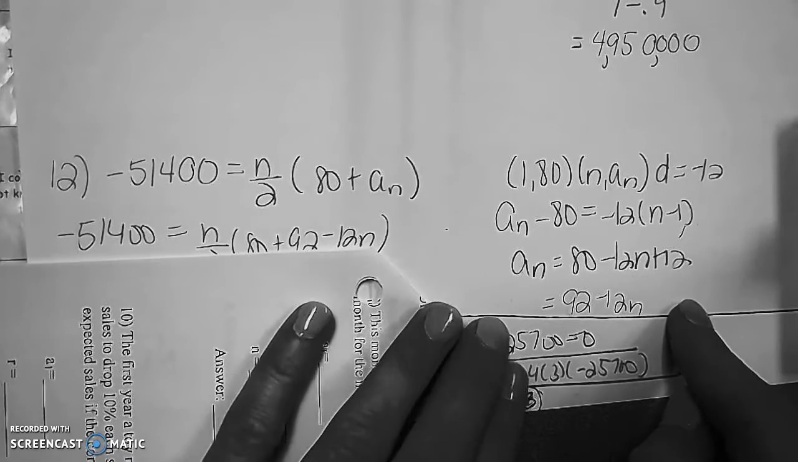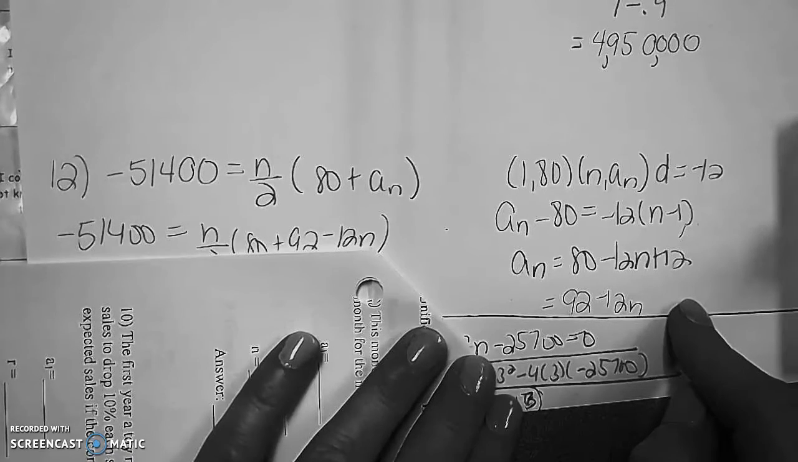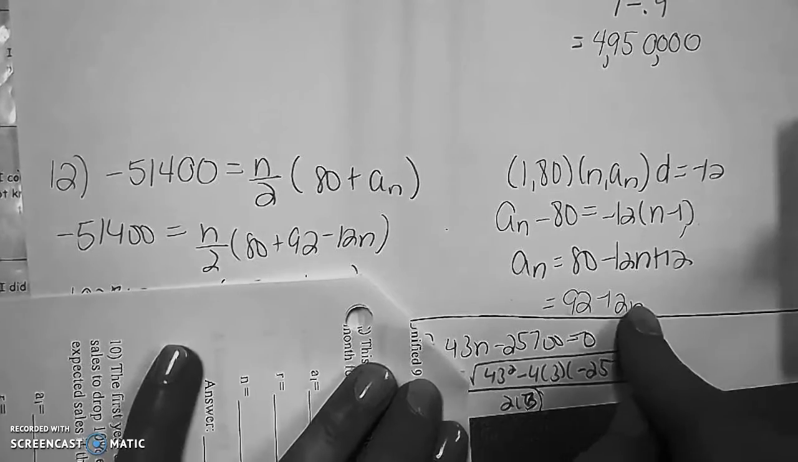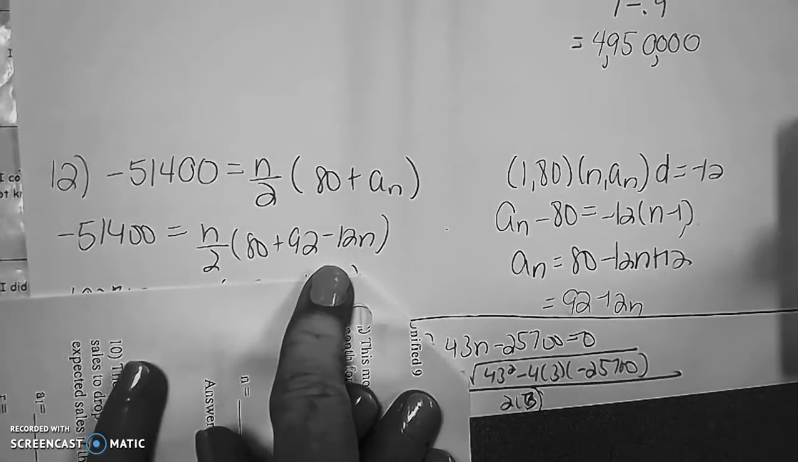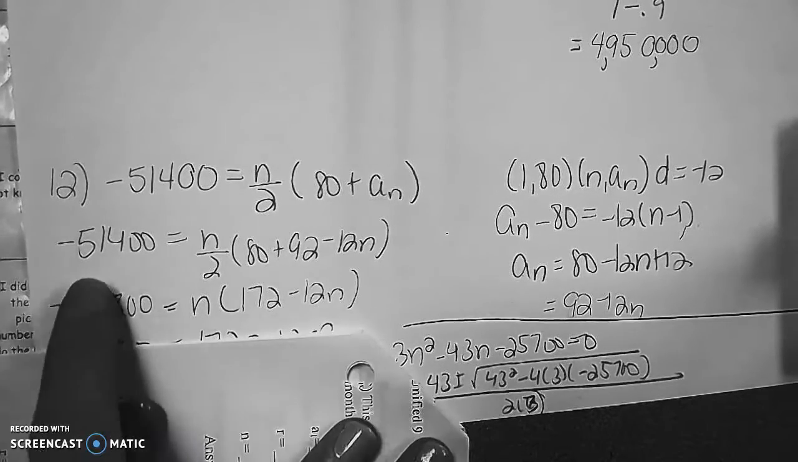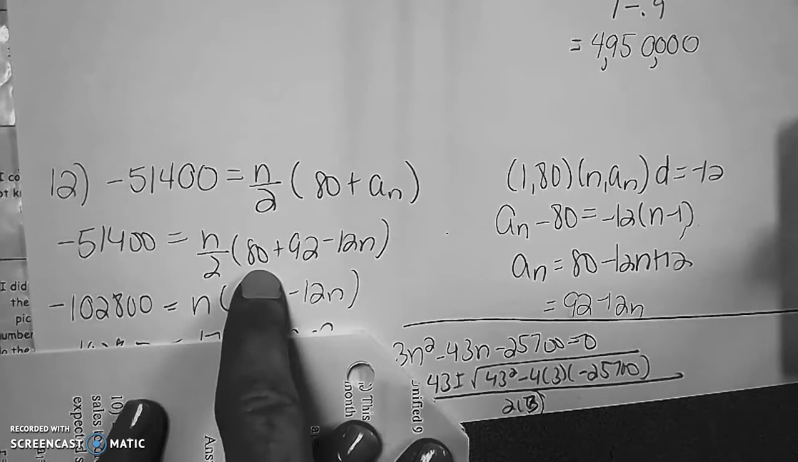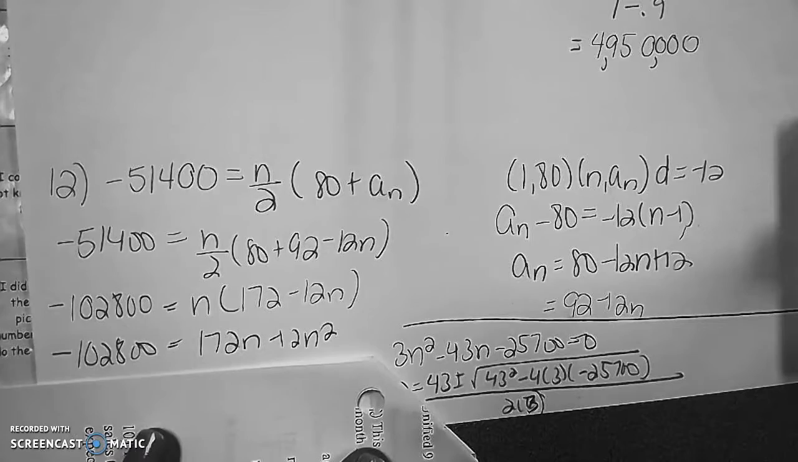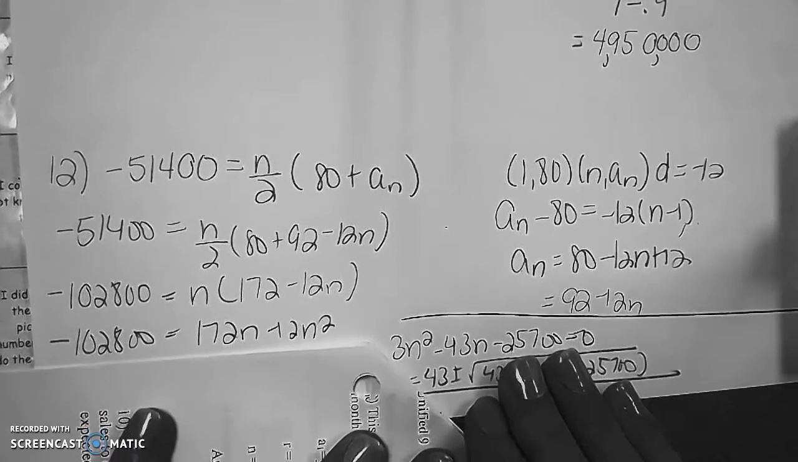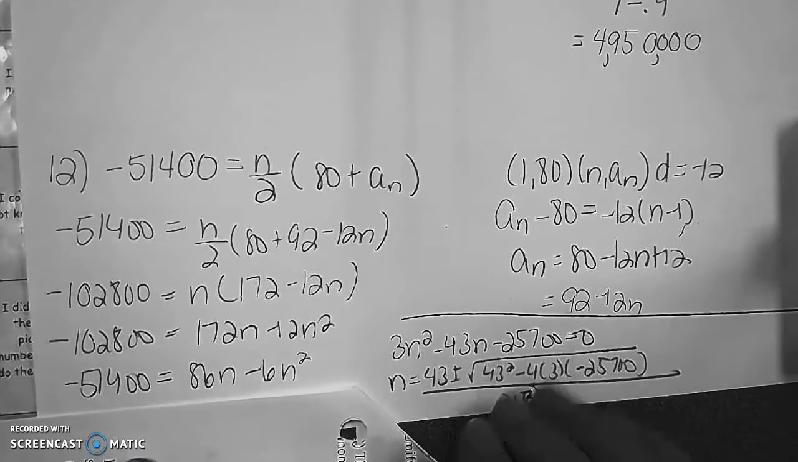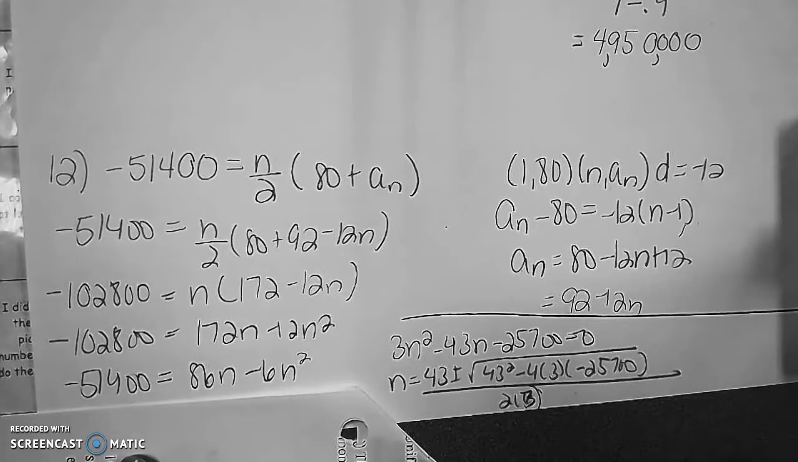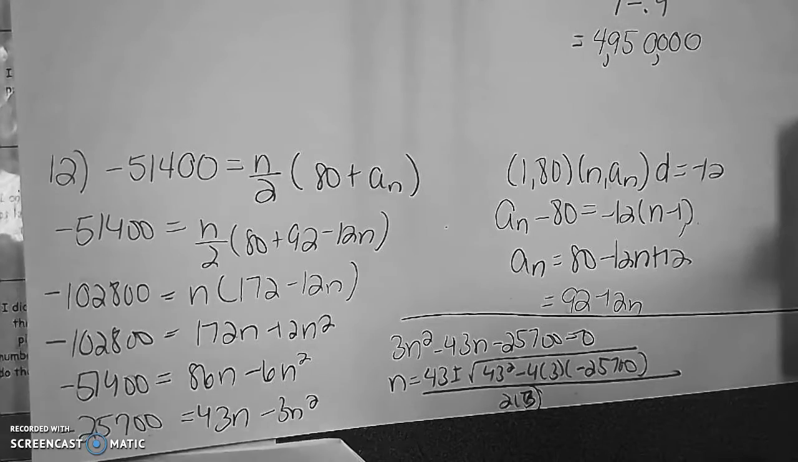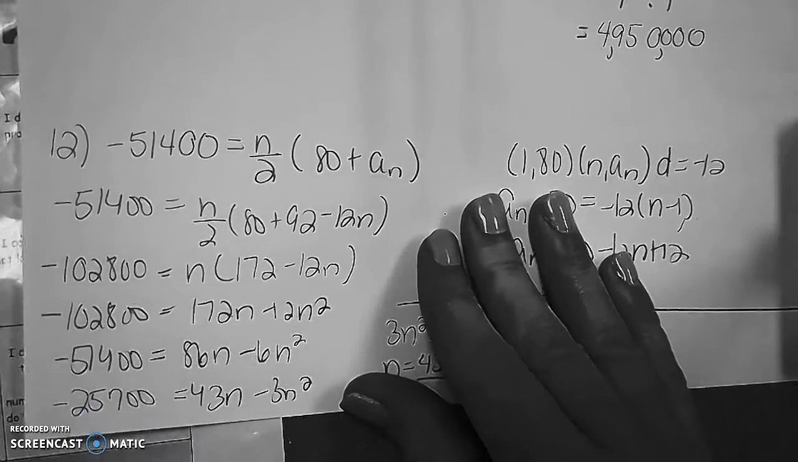I went ahead and just distributed all that, and I got 92 minus 12n, which allows me to plug that quantity in for A sub n. I went ahead and multiplied by 2. I added 80 and 92 together as well. I then distributed. There you can see we have a quadratic. That is negative 12. I went ahead and divided by 2 just to work with lower numbers, and then I noticed, hey, all that can be divided by 2 again. So I divided it by 2 again.